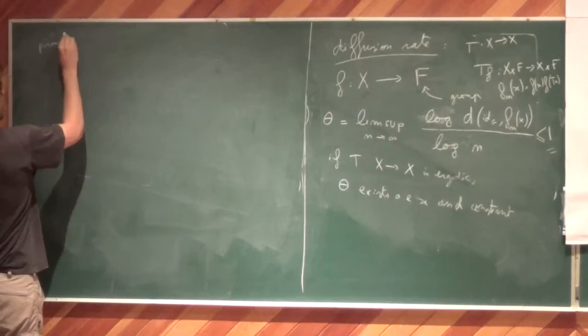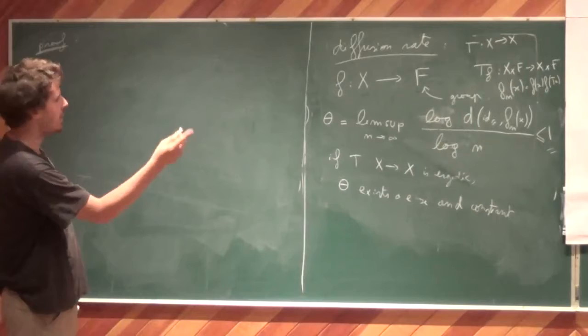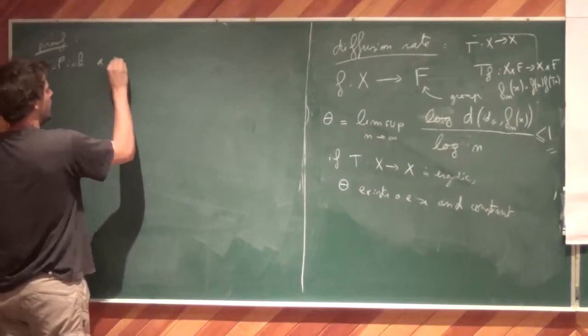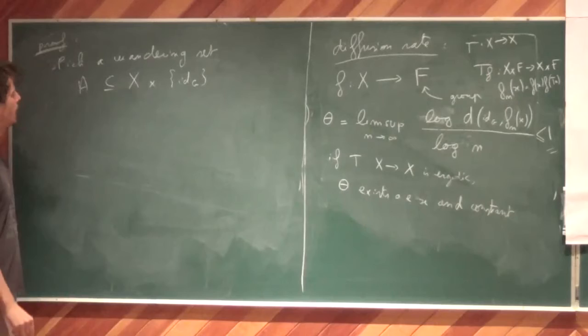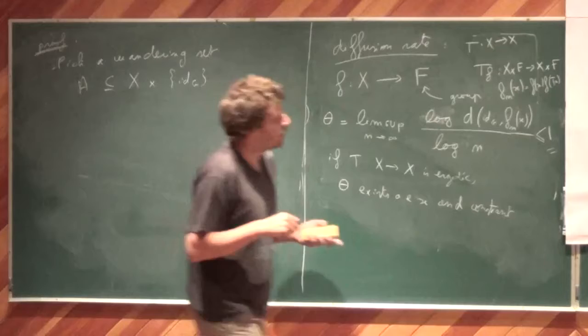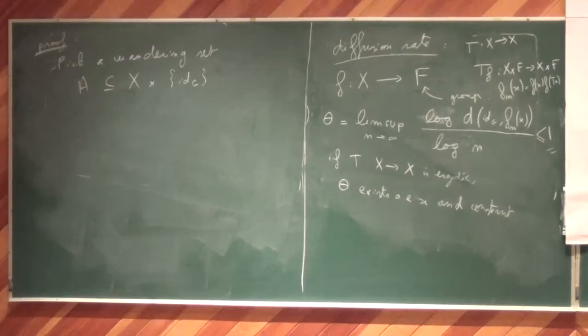I won't do the whole proof, but the way it goes: if it is not recurrent, so pick a wandering set. What do we do? We pick a wandering set A, and we can always assume that it is contained in the fiber that is the identity. So the wandering set, I recall, is a set for which, sorry, there is one thing which is important here, invertible. When you iterate it, the copies are disjoint.